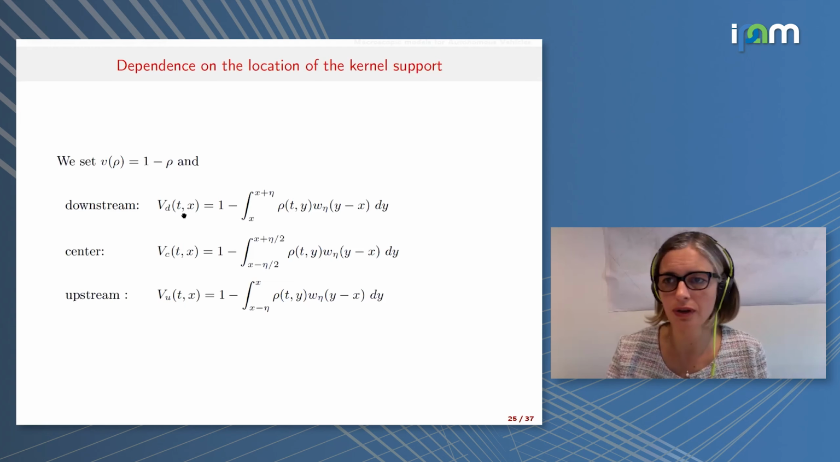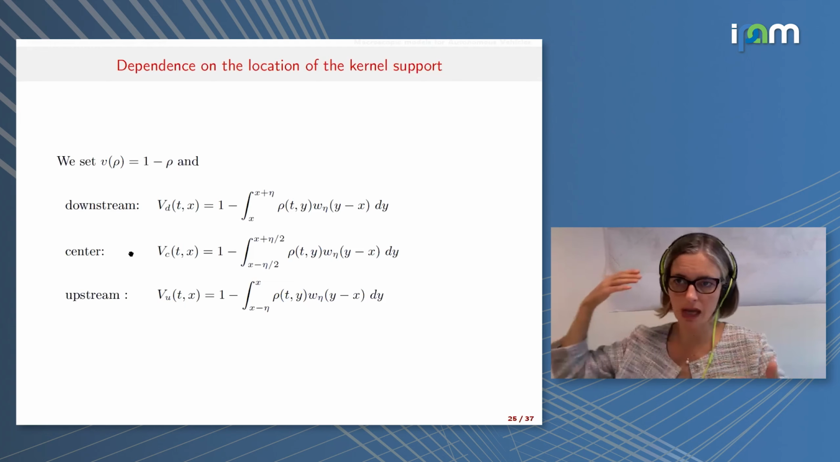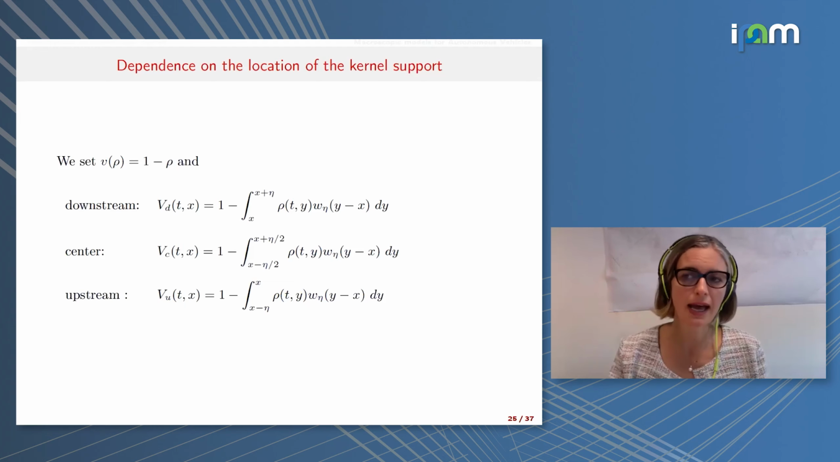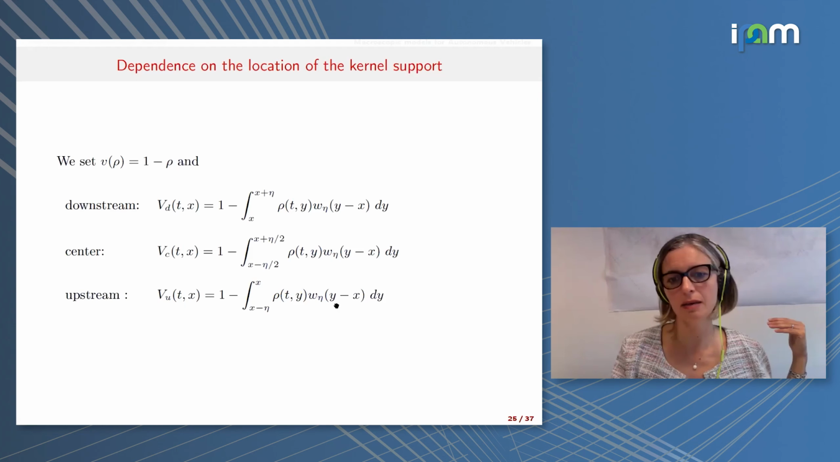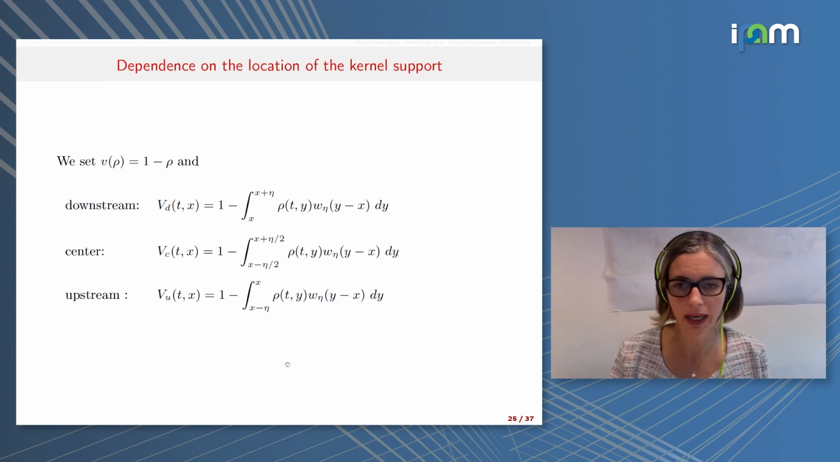So if we play a little bit with the model, we may want to change the location of the kernel support. So we can distinguish 3 cases: one in which we are looking downstream, one where we are looking a bit downstream and a bit upstream, and one where we are looking completely upstream. So taking the mean of the density between x minus eta and x. So my position is X, okay?